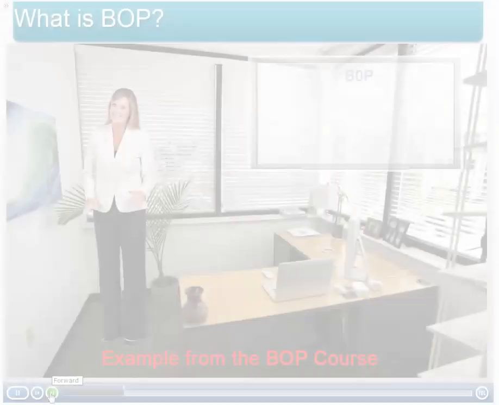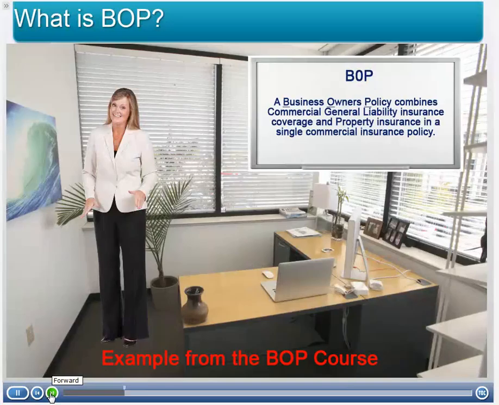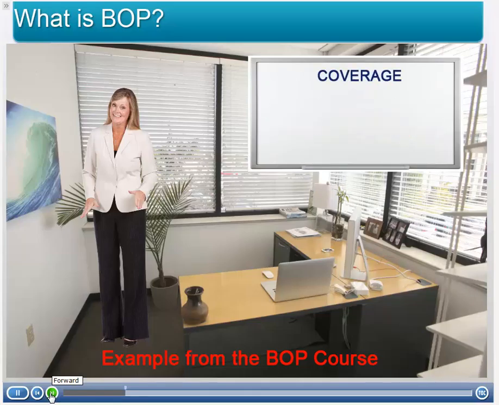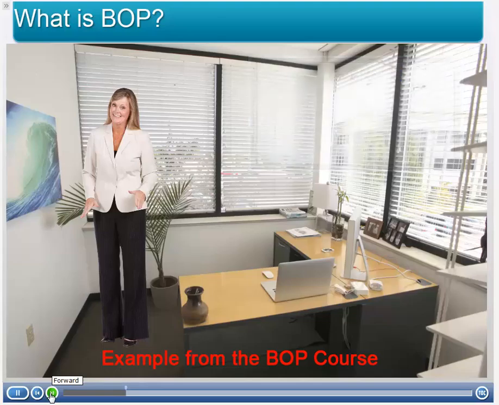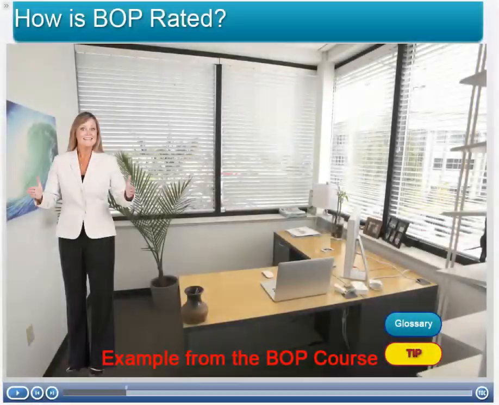I think we should begin by having you learn a few fundamentals. The business owner's policy is referred to by most agents and companies as a BOP policy. A BOP is the equivalent of a homeowner's policy for small businesses. It is a package of coverages just like a homeowner's policy. It can cover the building, the contents, loss of income, and liability. Is it rated like homeowners? It's rated exactly like a homeowner's policy.